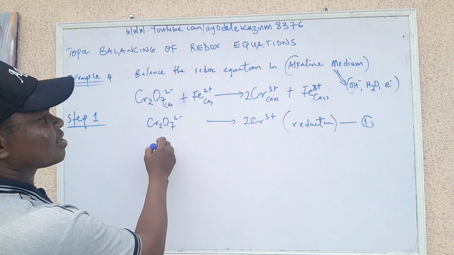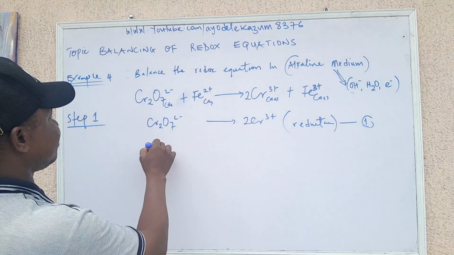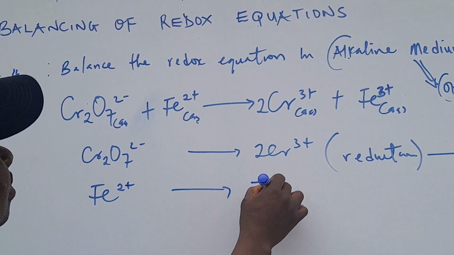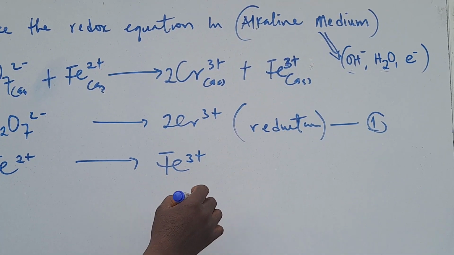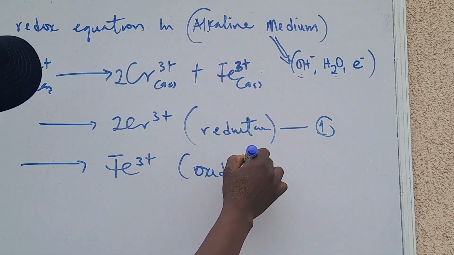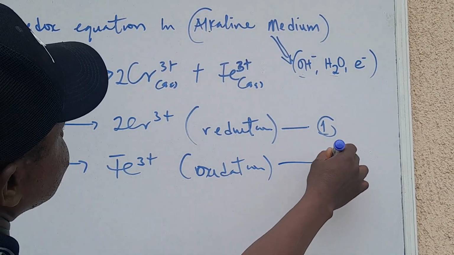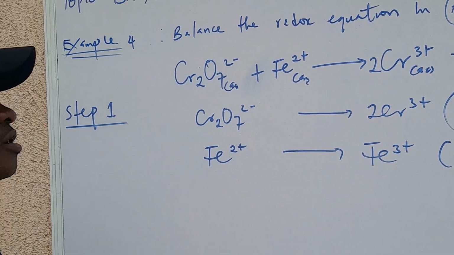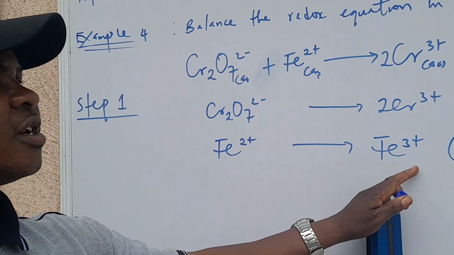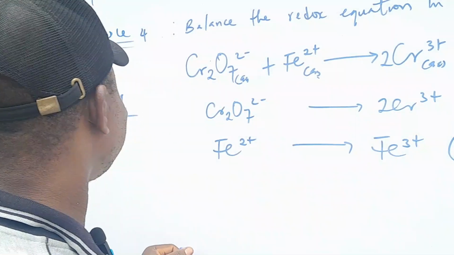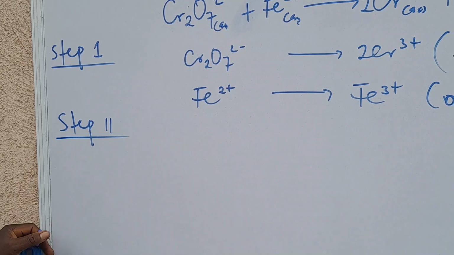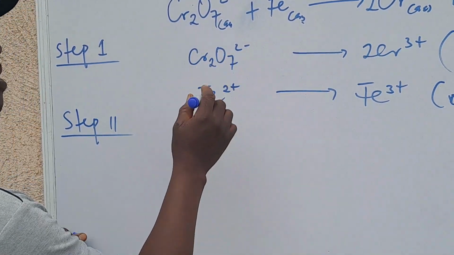Now let's look at Fe2+ going to Fe3+. This is what? Oxidation. Equation 2. How do you know that's oxidation? It's just to check the increase in oxidation number. So let's check step 2. Step 2 now, let's balance this.